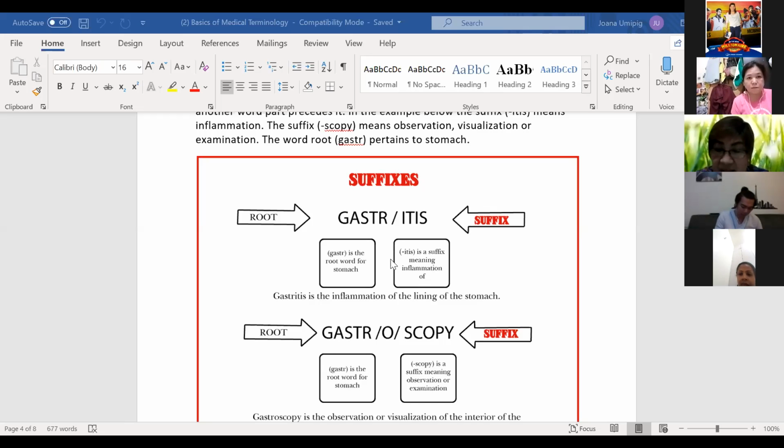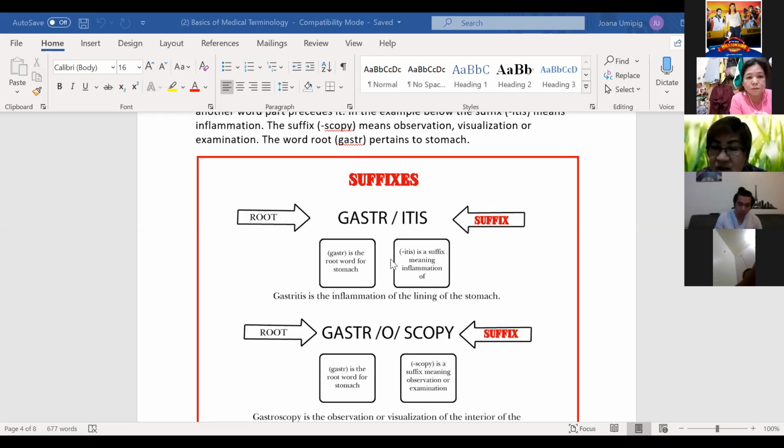The other example here is about gastro. Gastro is the stomach. And you put the suffix oscopy. Oscopy means viewing, or exam or test. So the patient is going to have a gastroscopy, with the middle vowel, the combining vowel O.